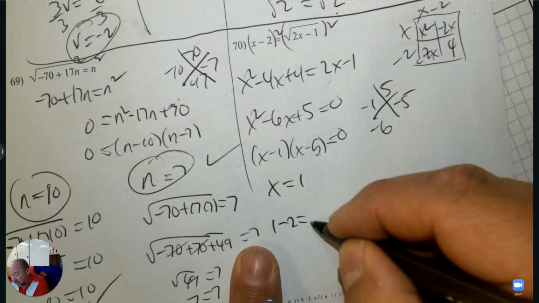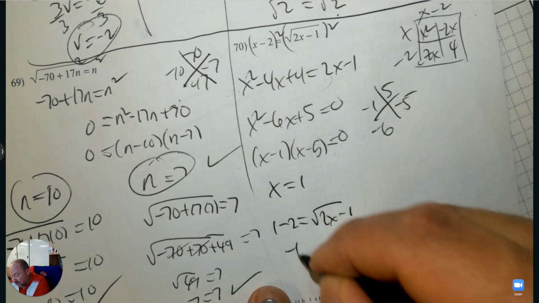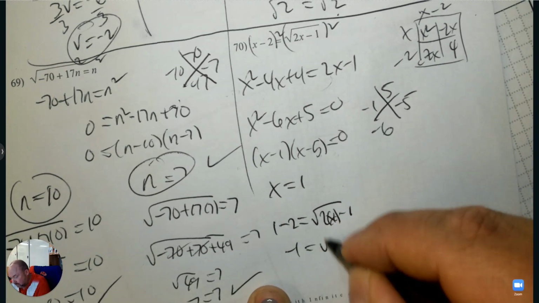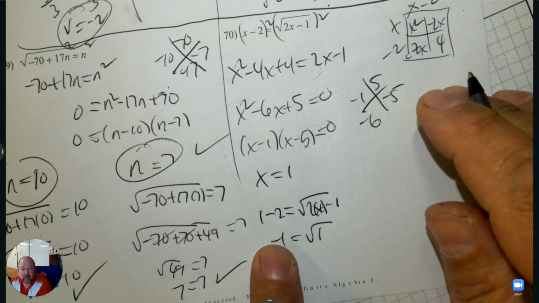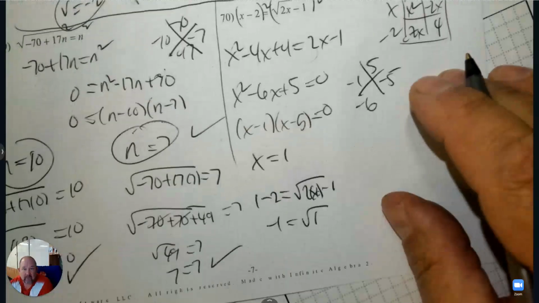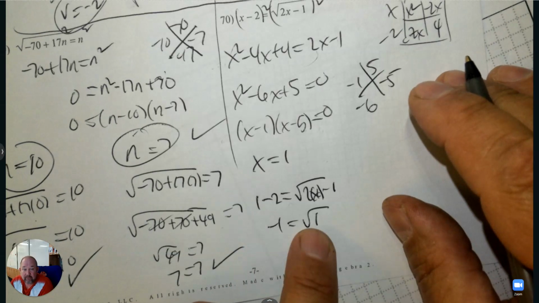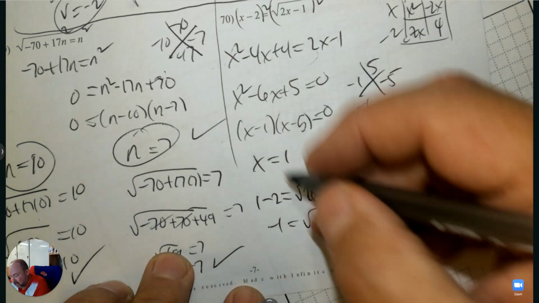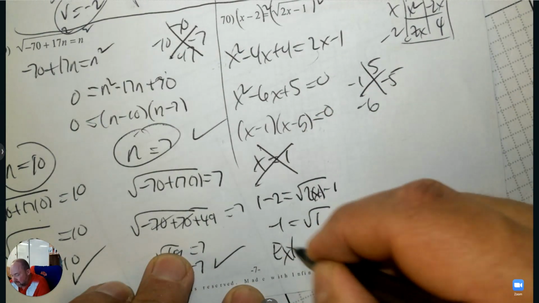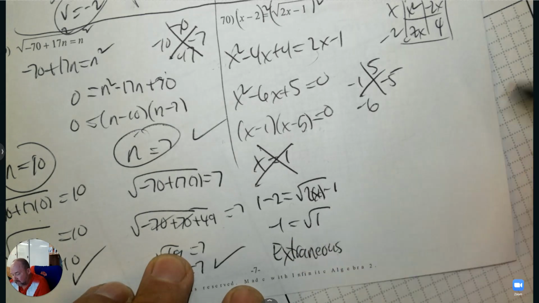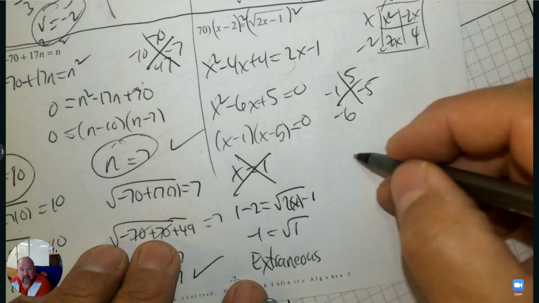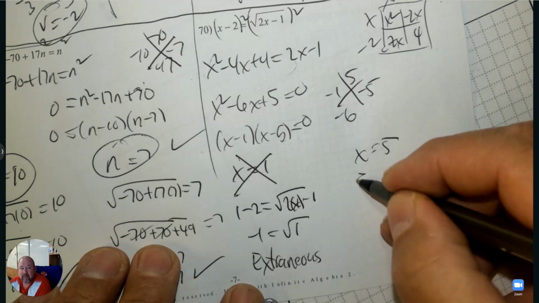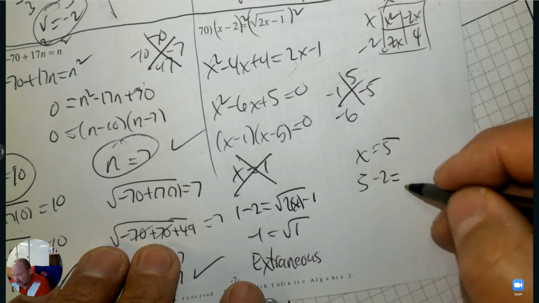Positive 1 is a bad solution because the square root can't equal a negative number. When I plug in positive 1, it ends up being negative 1, and the square root of a number can't be negative. So we cross this one out. We say this one is extra. It's extraneous.